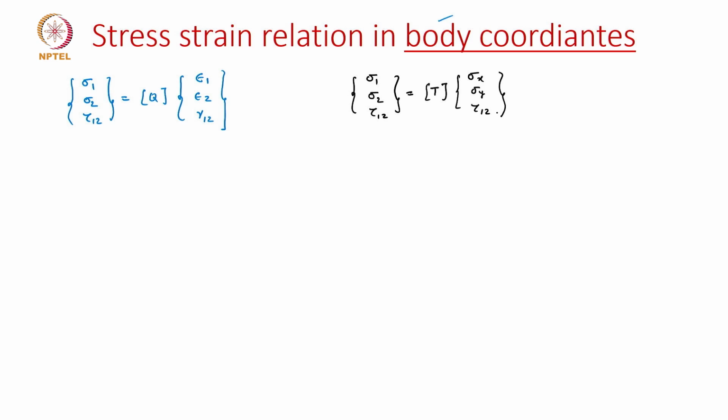Similarly, what did we learn from the strain transformations? There we learned that the strain components epsilon 1, epsilon 2, gamma 1 2 can be written in terms of the strain components in the body coordinate system epsilon x, epsilon y, gamma x y using the relation R times T times R inverse.